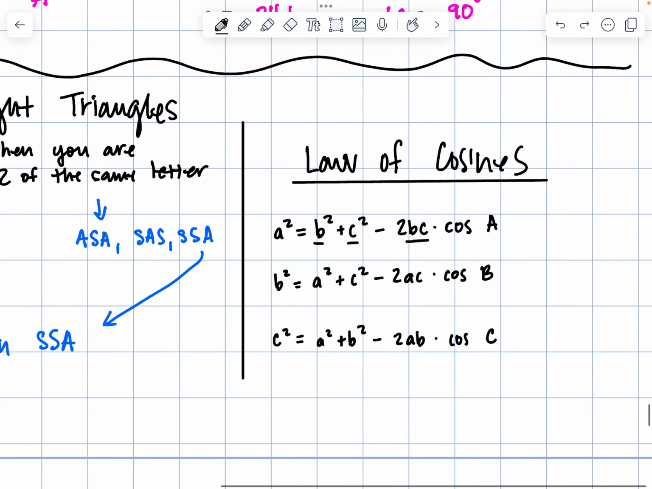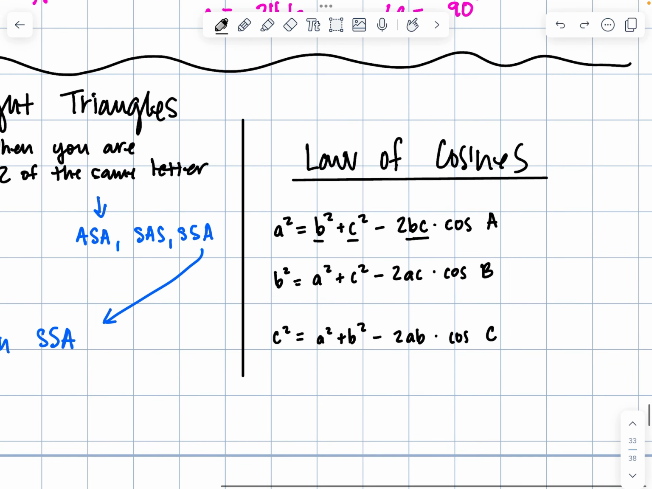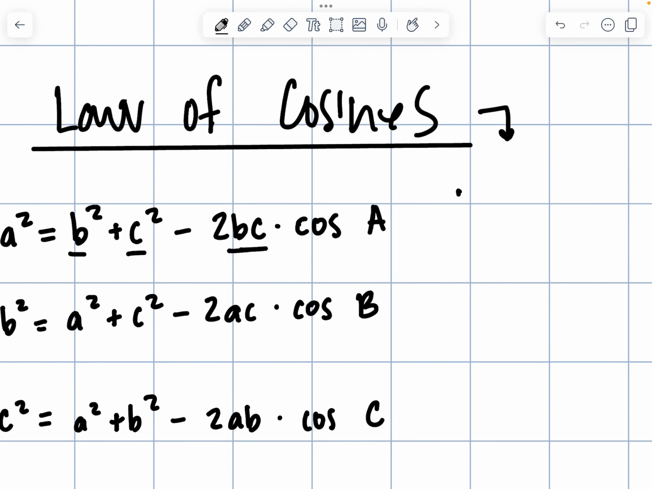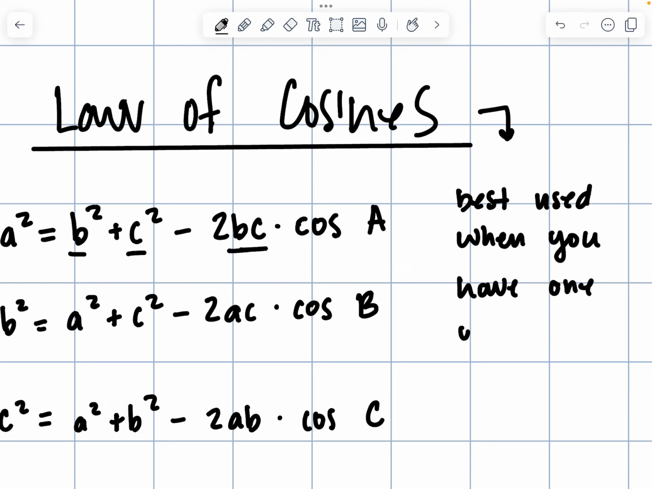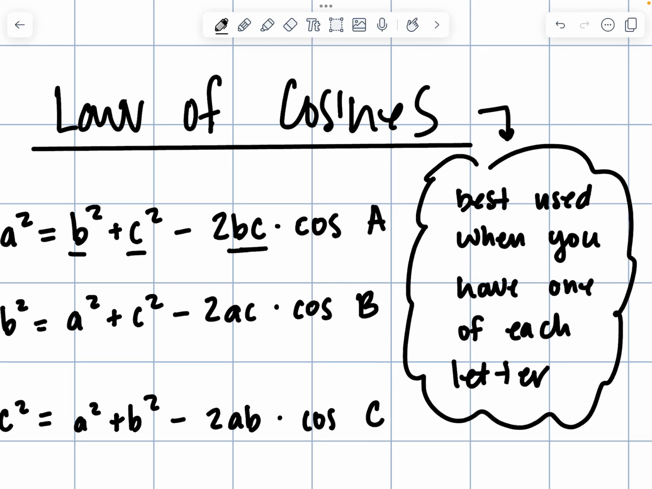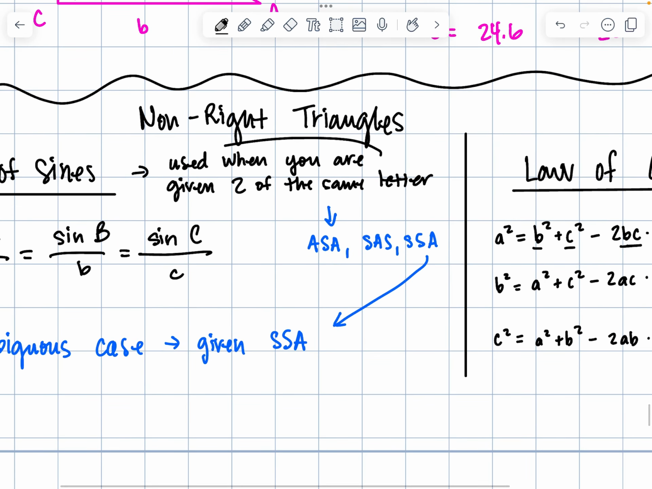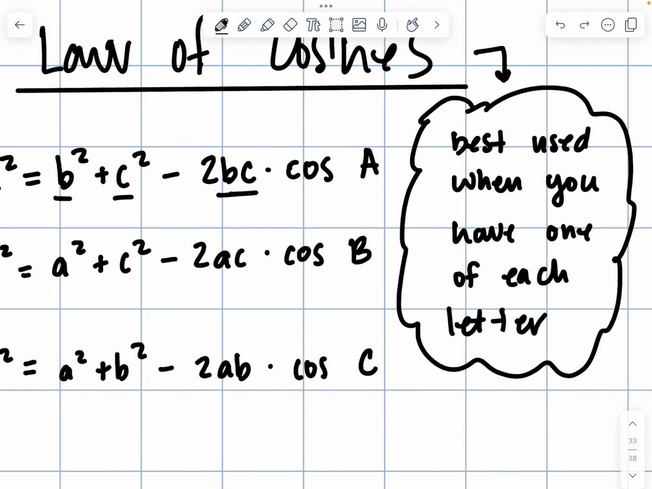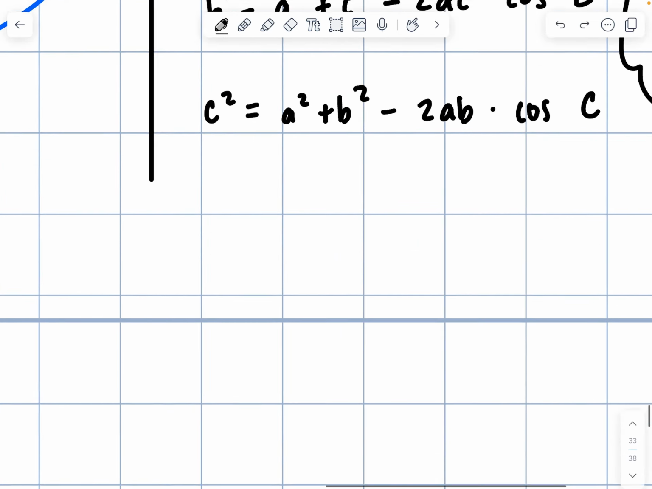Okay? And this is best used, so I'm going to put this here. Kind of ran out of room, so I'm going to put this here. Best used when you have one of each letter. What I mean by that is, you'll see in the first example. So it's kind of this little bubble sheet. Unlike the law of sines, where the law of sines is used when you have two of the same letter. In other words, this one, you don't have any of the same letter. You have one of each. Okay, 1A, 1B, 1C.